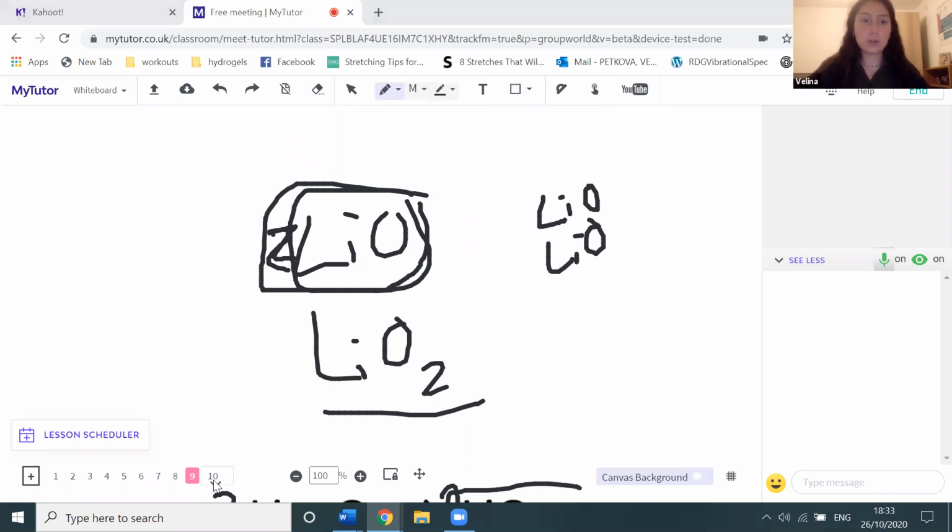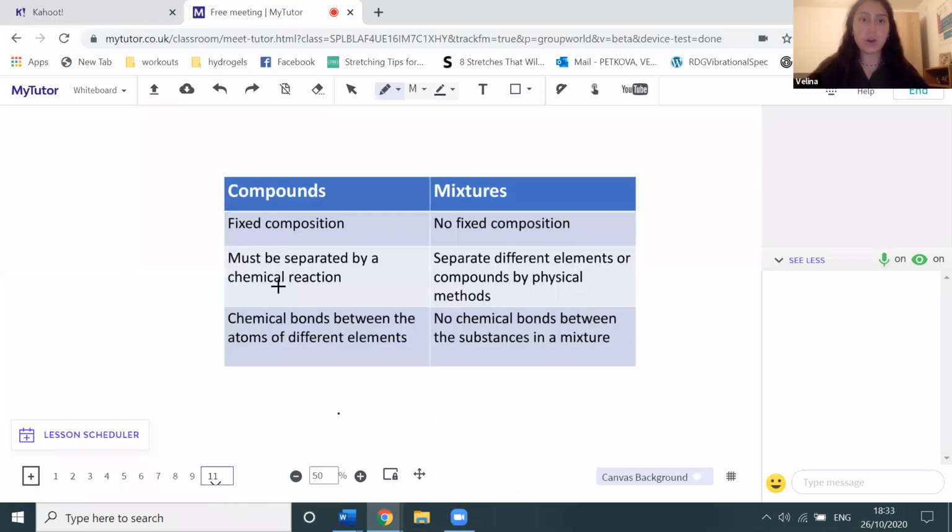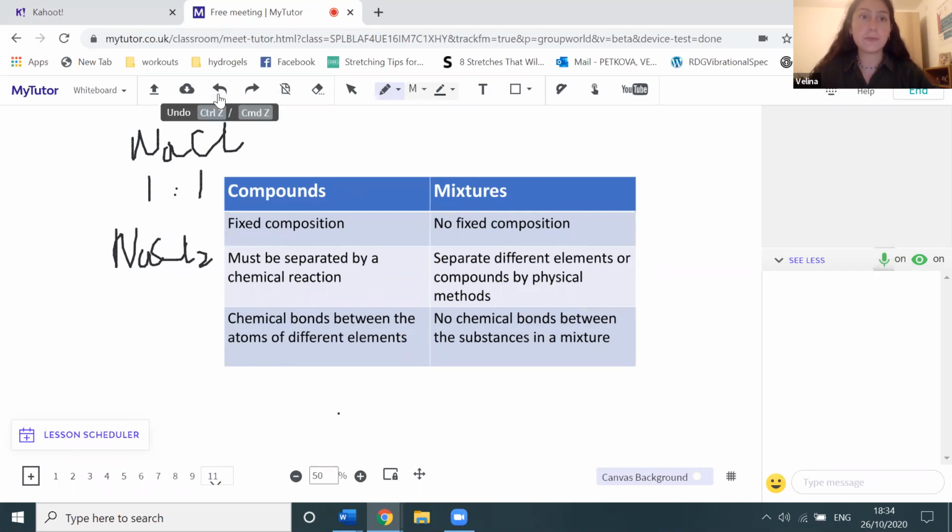Yeah, so we're going to move on to mixtures and compounds now. So the difference between mixtures and compounds. A compound, as we can read off the side, has fixed composition. What this means is, let's take salt, for example. Maybe many of you have heard of the compound NaCl. This means that the ratio of Na to Cl is 1:1. This composition does not change. It's never going to be NaCl2. So compounds always have the same composition.